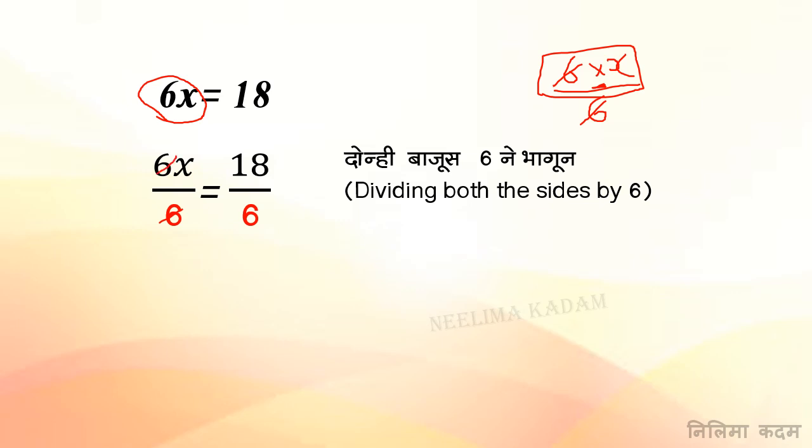Here 6 ones are 6. Here 6 ones are 6, 6 threes are 18. So 3 upon 1 means 3. Here x upon 1 means x. So what is remaining? x = 3. This is the solution of this equation. Okay. So up till now what we have seen: when addition is there, the opposite of addition, you have to subtract. When subtraction is there, you have to add. When multiplication is there, you have to divide.